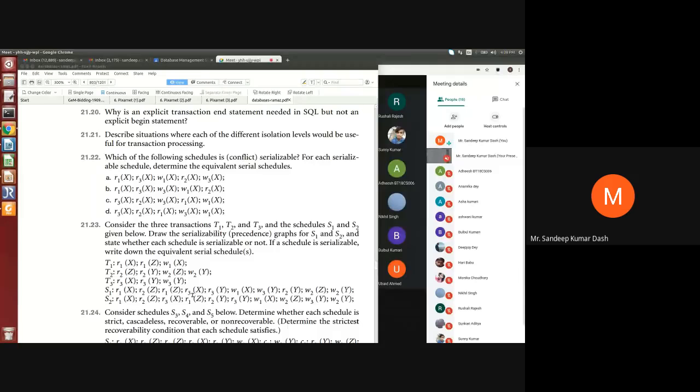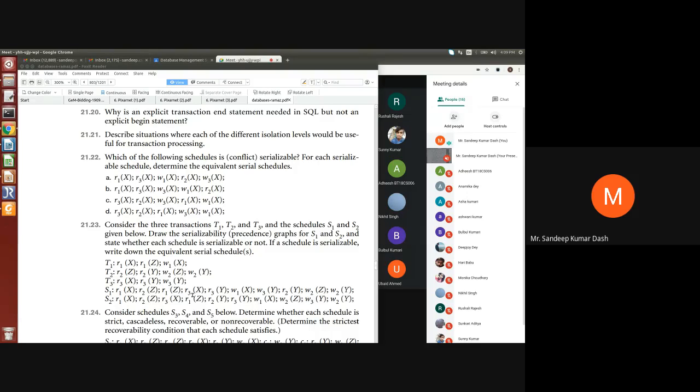Instead of that, you have to work with an interleaved schedule, but it should produce a result equivalent to a serial schedule. That's why you are checking which interleaved schedule is serializable. That schedule only can be accepted in a database. Those schedules which are not serializable, like here you saw A, B, and D, are not acceptable. They will not be allowed. That is the reason behind checking whether your schedule is serializable or not.